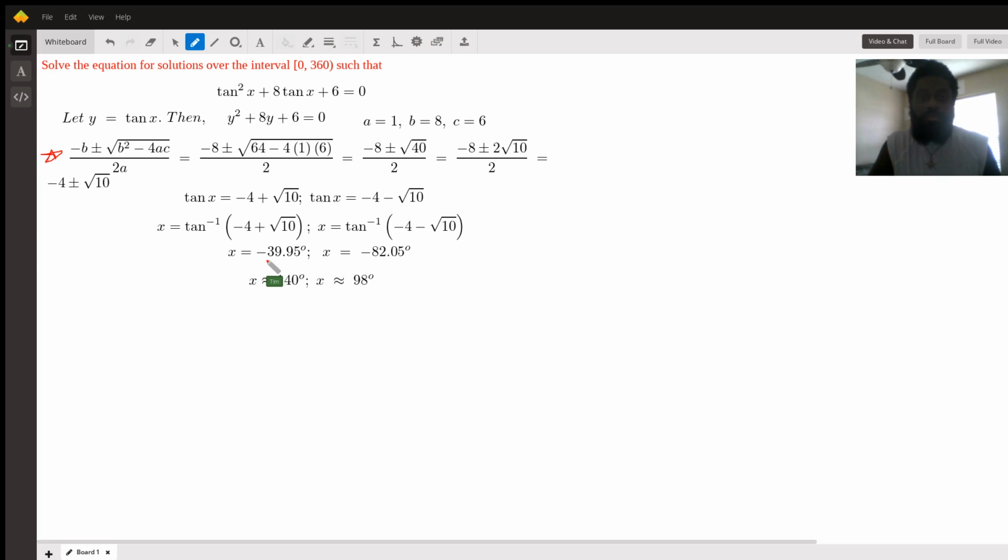Since the angle is negative and not greater than 90 degrees, we subtract 180. I'm sorry, not subtract, add 180 to get approximately 140 rounded to the nearest degree. In the second equation, we plug it in and we get negative 82.05. We add 180 to this as well to get approximately 98 degrees rounded to the nearest degree.